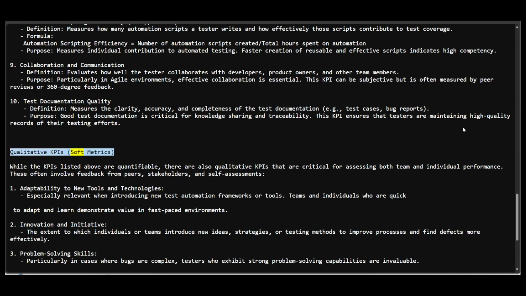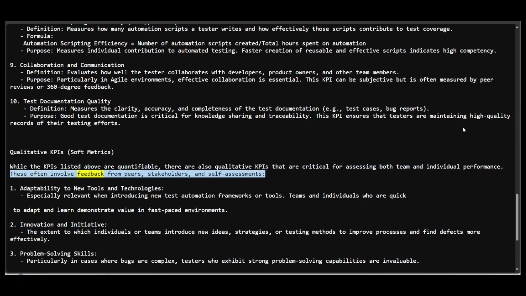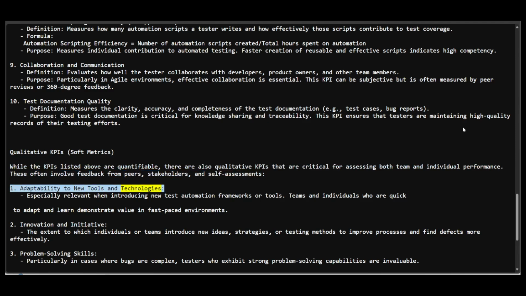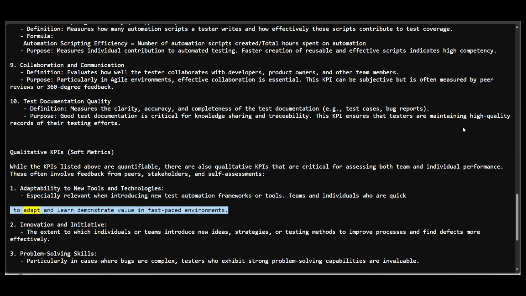Qualitative KPIs, soft metrics. While the KPIs listed above are quantifiable, there are also qualitative KPIs that are critical for assessing both team and individual performance. These often involve feedback from peers, stakeholders, and self-assessments. 1. Adaptability to new tools and technologies, especially relevant when introducing new test automation frameworks or tools. Teams and individuals who are quick to adapt and learn demonstrate value in fast-paced environments.